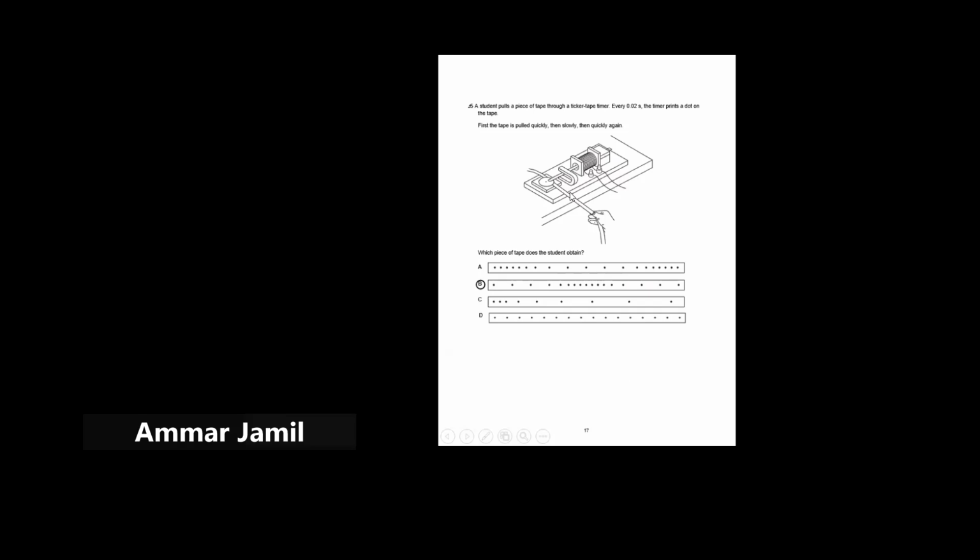This is the ticker machine, and it measures the speed. Which speed does the student obtain? So, what is here? The data tells us that every 0.02 second, the timer prints a dot on the tape. First, the tape is pulled quickly, then slowly, then quickly. So, if you pull it quickly, it will have larger gaps in the dots. Then slowly, it will have smaller gaps, and then quickly, it will have larger gaps. All others are not representing this pull.